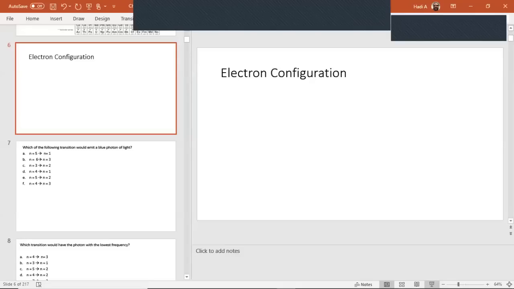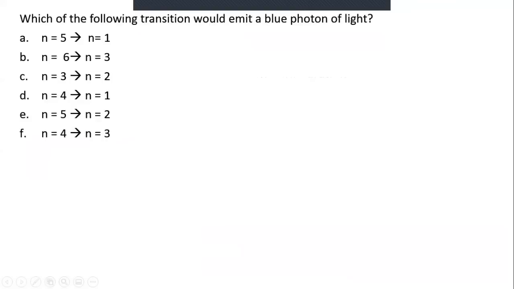So before we begin electron configuration, I just want to recap through a few examples on what we talked about last lecture involving atomic spectrum and Balmer and Paschen series, or the hydrogen atom electronic transitions. So just to give a few examples of those topics that we discussed in the last lecture. So here we want to know which of the following transitions would emit a blue photon of light.